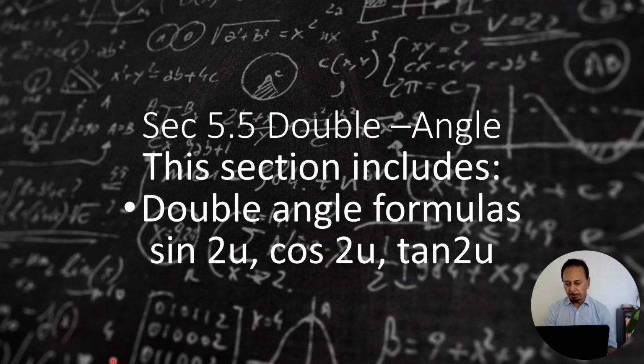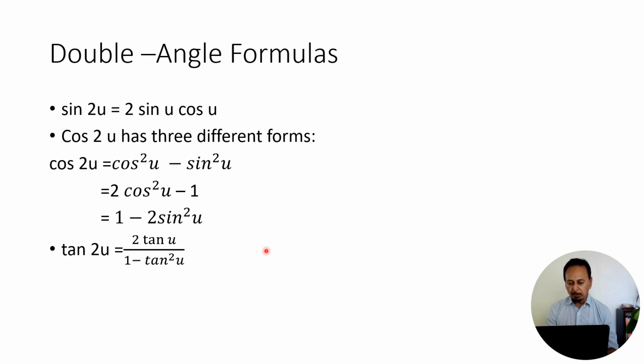This video is about double angle formulas: sine of 2u, cosine of 2u, and tangent of 2u. Double angle formula: sine 2u equals 2 sine u cosine u, and cosine 2u has three different forms. Cosine 2u equals cosine squared u minus sine squared u, or 2 cosine squared u minus 1, or 1 minus 2 sine squared u. Tangent 2u is equal to 2 tangent u over 1 minus tangent squared u.